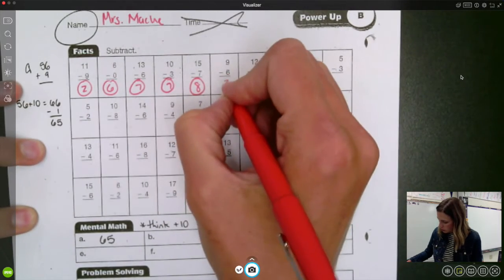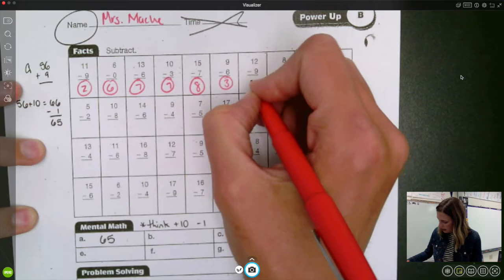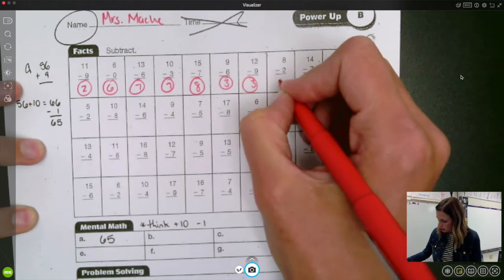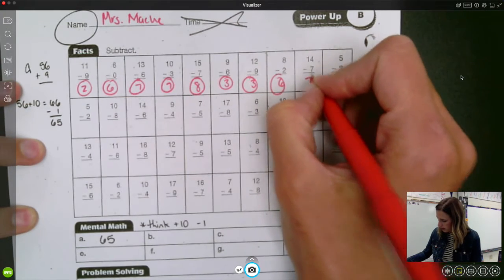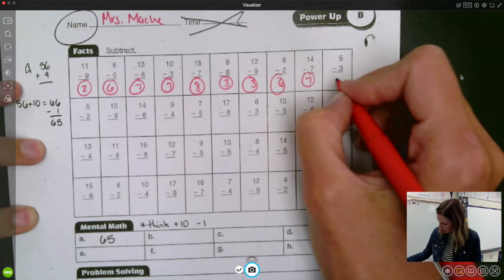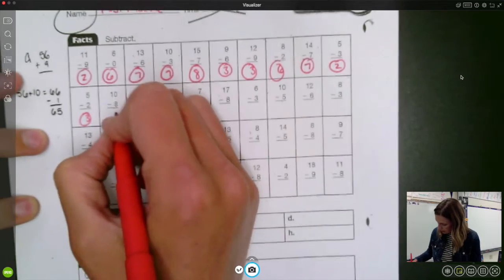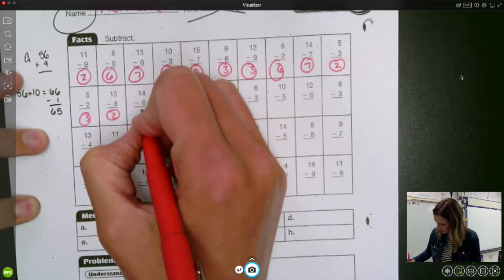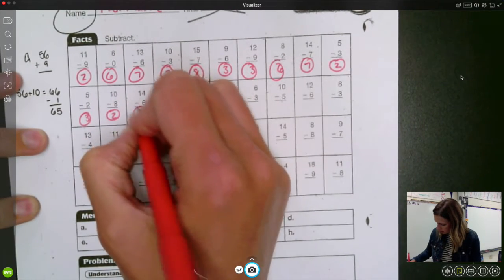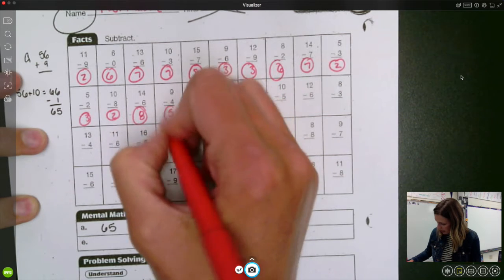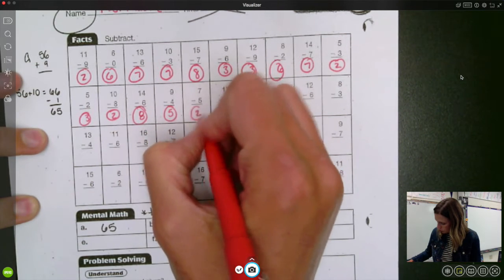9 minus 6 is 3. 12 minus 9 is 3. 8 minus 2 is 6. 14 minus 7 is 7. 5 minus 3 is 2. 5 minus 2 is 3. 10 minus 8 is 2. 14 minus 6 is 8. 9 minus 4 is 5. 7 minus 5 is 2.